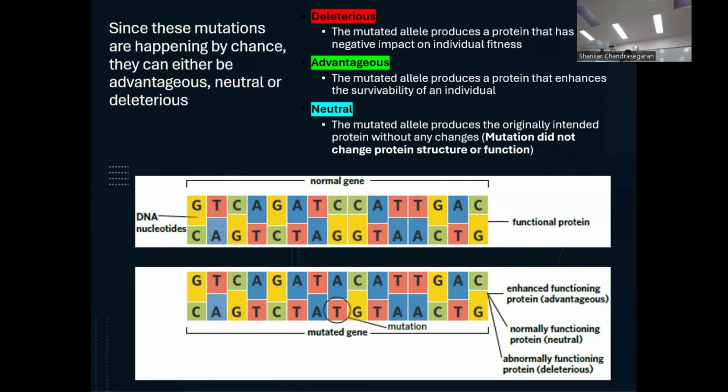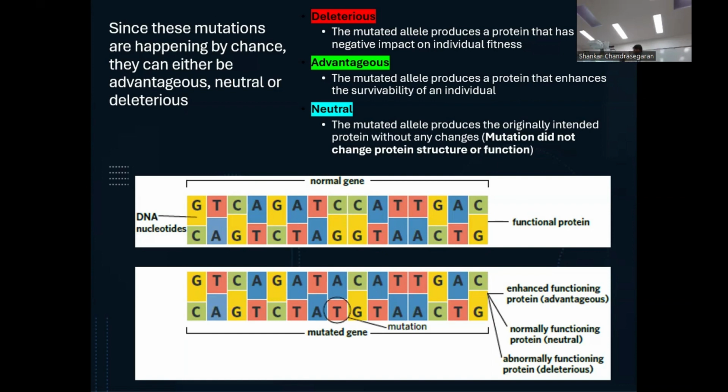Another one is a neutral mutation, where the mutated allele still produces the intended protein without any change. This can actually happen due to the way genes are coded. Sometimes one change in the gene doesn't necessarily change the protein itself. It can actually end up coding for the same protein nonetheless. But yeah, each of these can happen depending on how the mutation occurred and what type of mutation occurred, right?